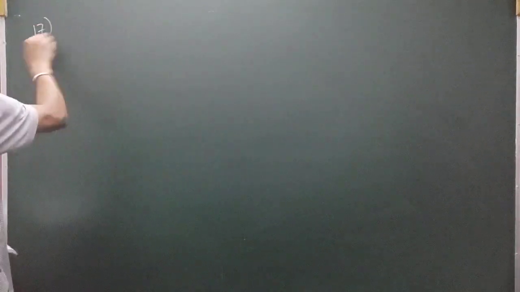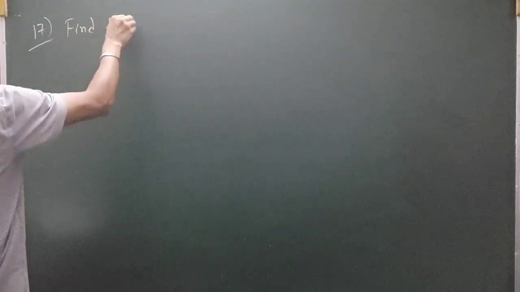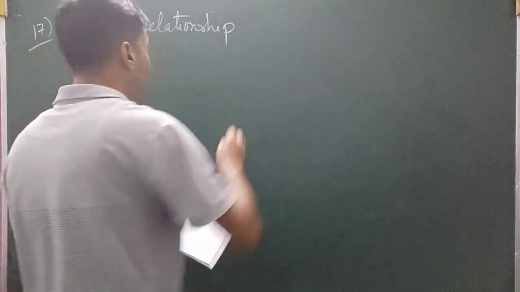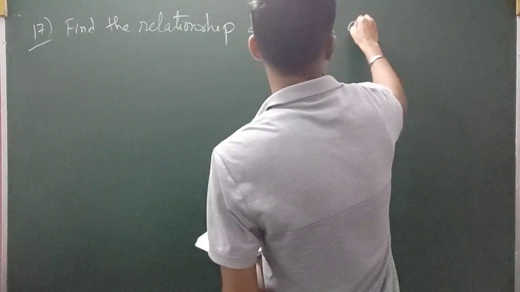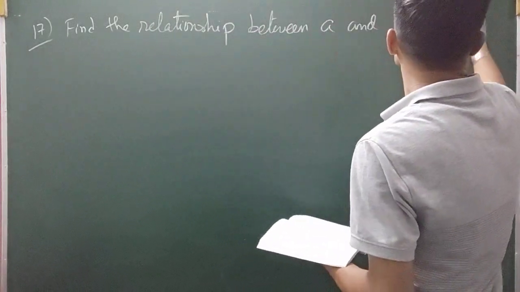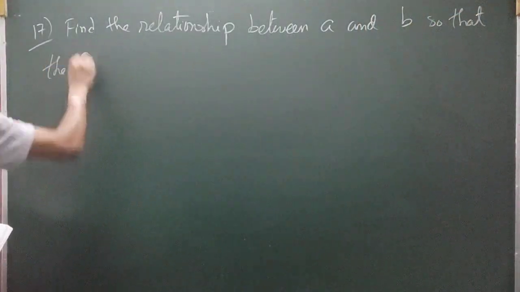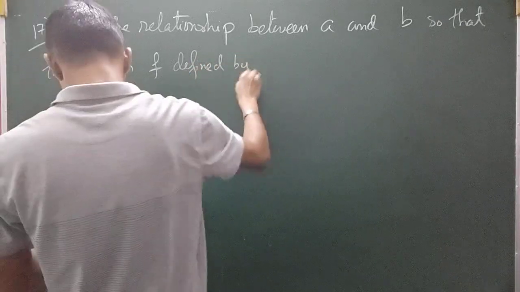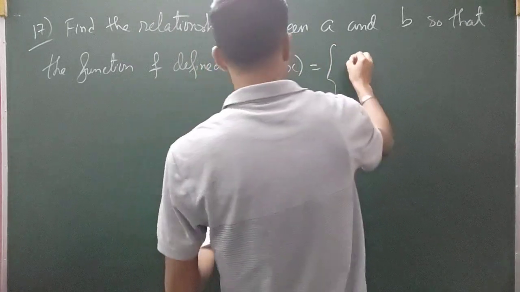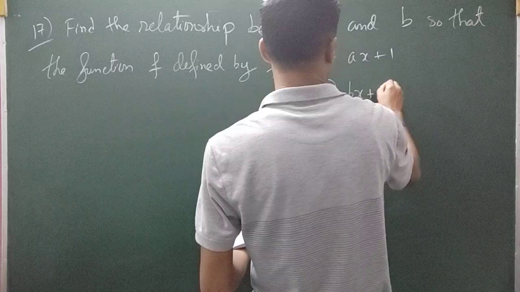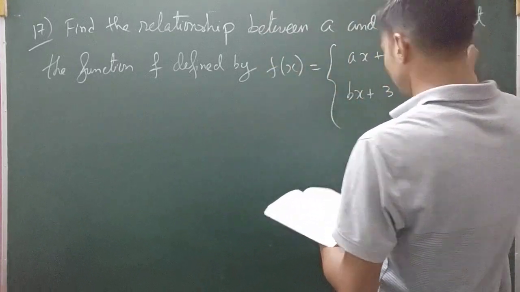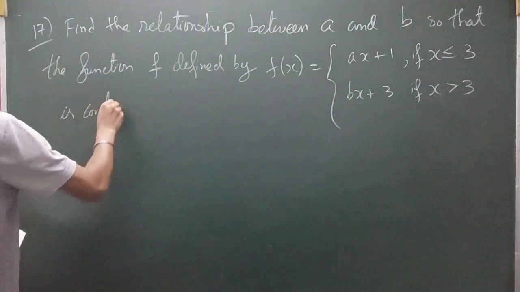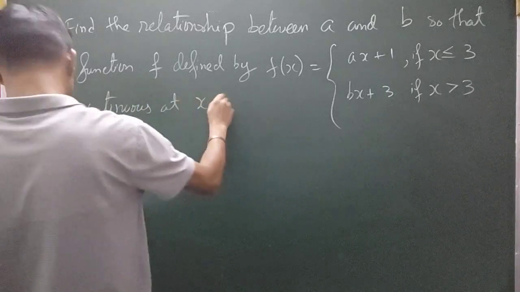17. Find the relationship between A and B so that the function f defined by f of x is equal to ax plus 1 if x is less than or equal to 3, bx plus 3 if x is greater than 3, is continuous at x equal to 3. Please pardon my handwriting. I know it's horrible.